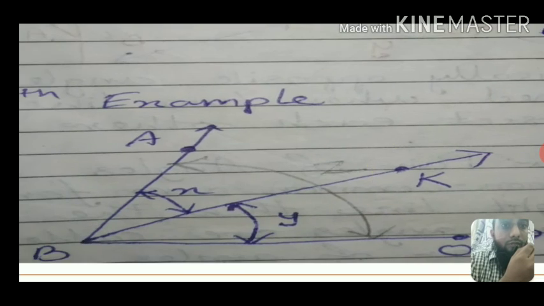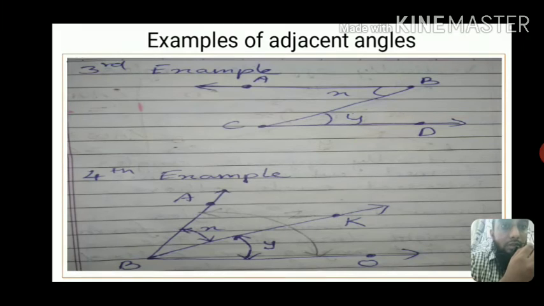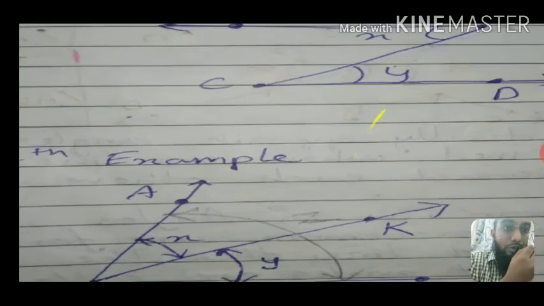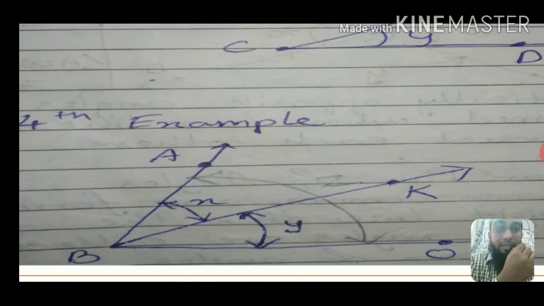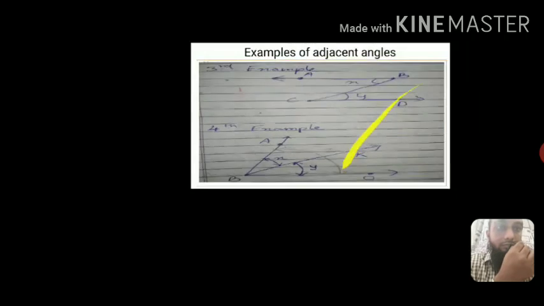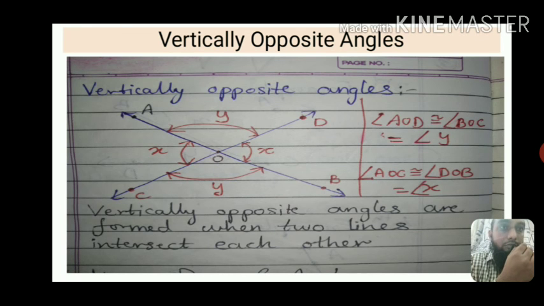I am telling you that they should not overlap. Overlap का मतलब आपको समझना होगा यहाँ पर. Angle ABK and angle KBO both have a common vertex, a common arm, and they are not overlapping, so angle X and angle Y can be called adjacent angles. But understand my point, angle ABK and angle ABO here cannot be called adjacent angles. Hope you understand my point.